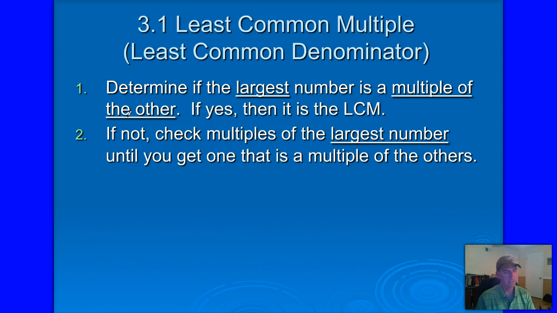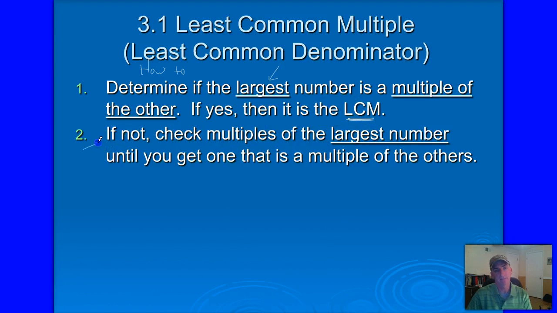So let's take a look at this page. You've got some blanks to fill in in your notes, which I underlined for you. This is the steps, this is the how-to for you, if that's helpful. Here's one method to find the least common multiple. The first thing you do is determine if the largest number is a multiple of the other. You've got more than one number, start with the largest one. If it is, then that's the least common multiple. You're done. Those are the easy ones. I hope that happens.